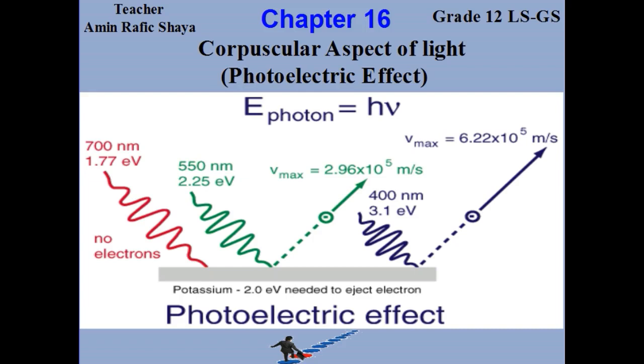In this video, we'll explain the photoelectric effect that will prove the corpuscular aspect of light, which is chapter 16 for LS and GS. But before starting our chapter, let us make a brief introduction about what is light.